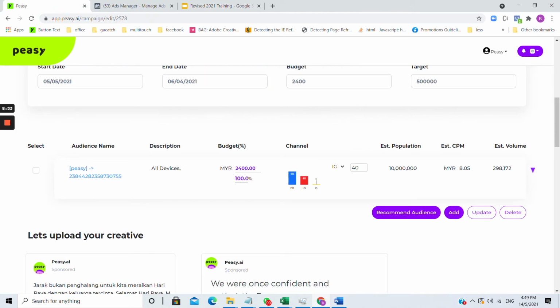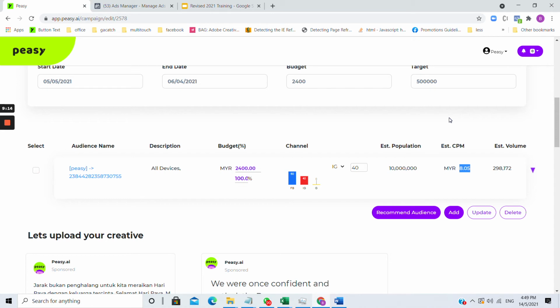For example, in this campaign, the current bid is set at 8 ringgit and 5 cents for every 1,000 impressions. If it notices that at this point in time, at 6 to 7 o'clock, we could actually get more results at a lower rate, it would reduce the bid a bit. If it predicts that, although our CPM will increase, the quality of the customer is higher, then in order to win the competition, we increase it a wee bit, and Peasy would also automatically increase the bid.